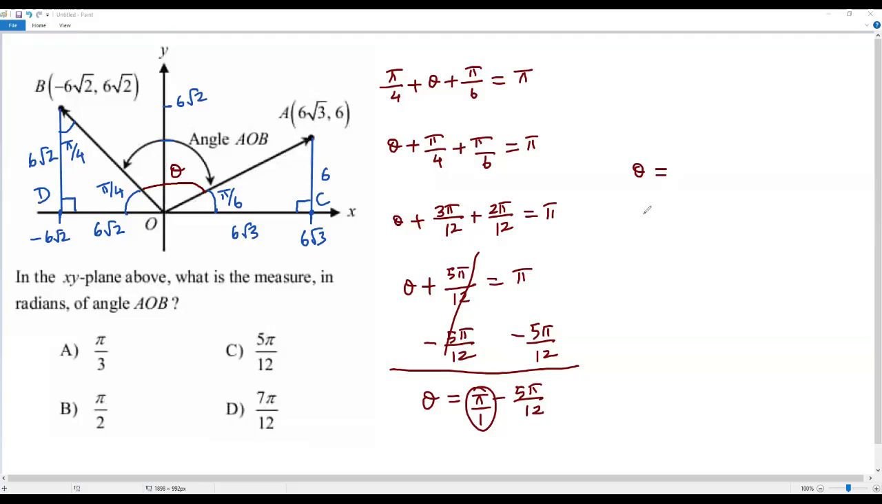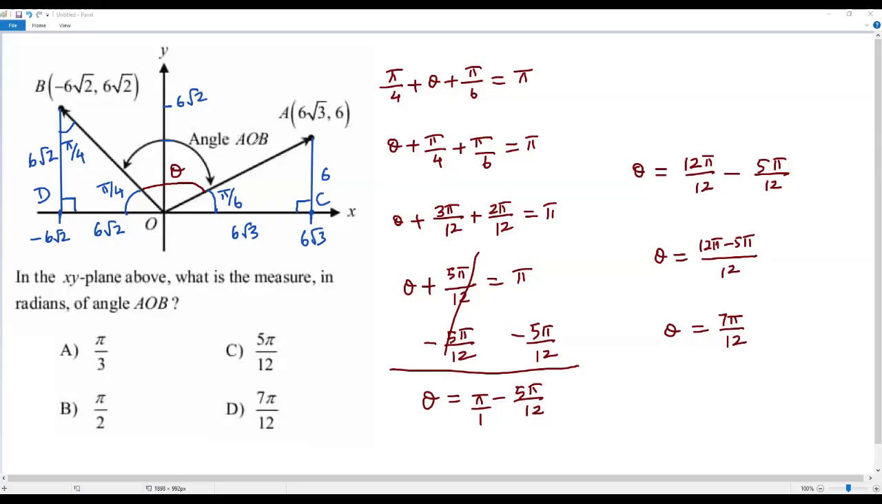When I multiply the numerator and denominator by 12, I am getting 12 pi over 12 minus 5 pi over 12. Now we have 12 as a common denominator. We have to subtract the two numerators because we have a negative sign over here. That is 12 pi minus 5 pi. Then I'm getting theta equals 12 pi minus 5 pi, which is 7 pi over 12. Now I got the angle measure theta in terms of radians, that is 7 pi over 12.